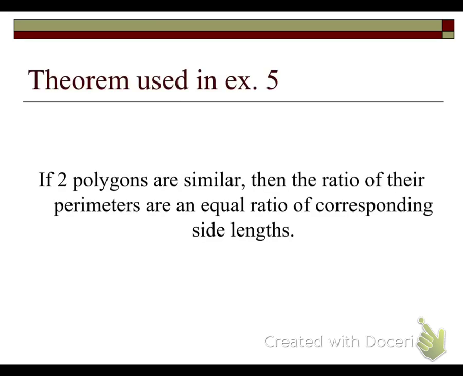Okay. So our last one is our theorem. So what we used in that one is we see if two polygons are similar, then the ratio of their perimeters are equal to the ratio of the corresponding side lengths.